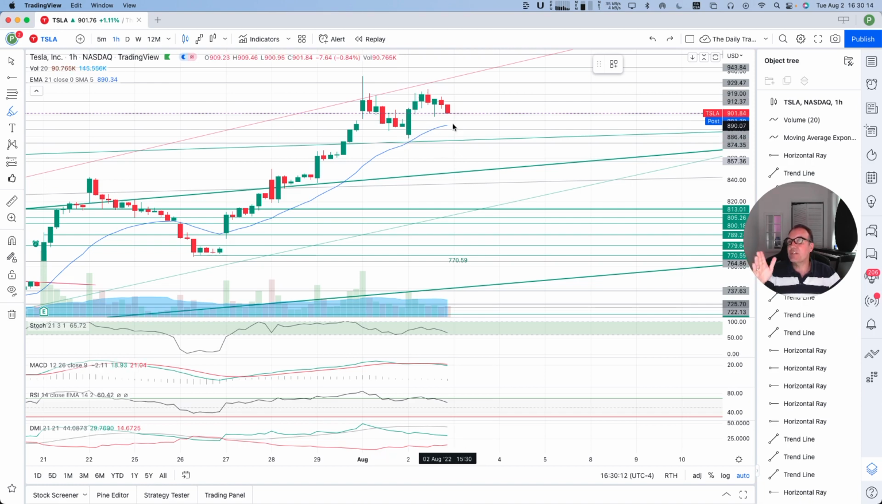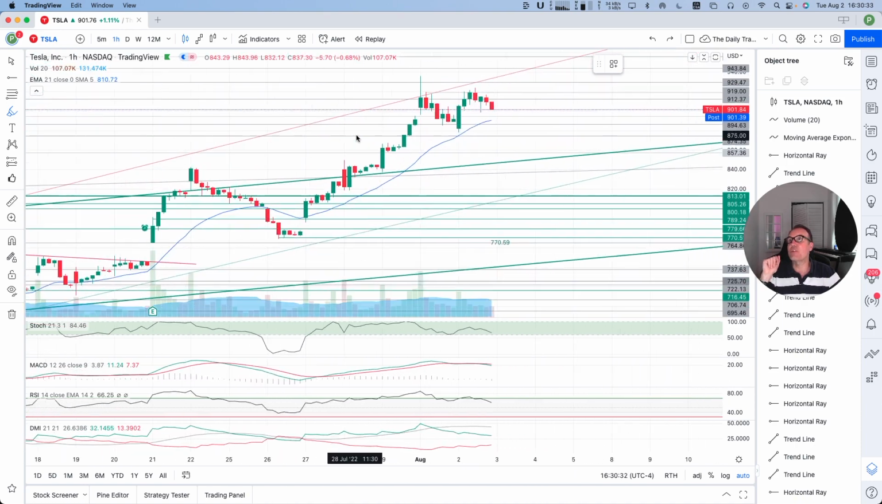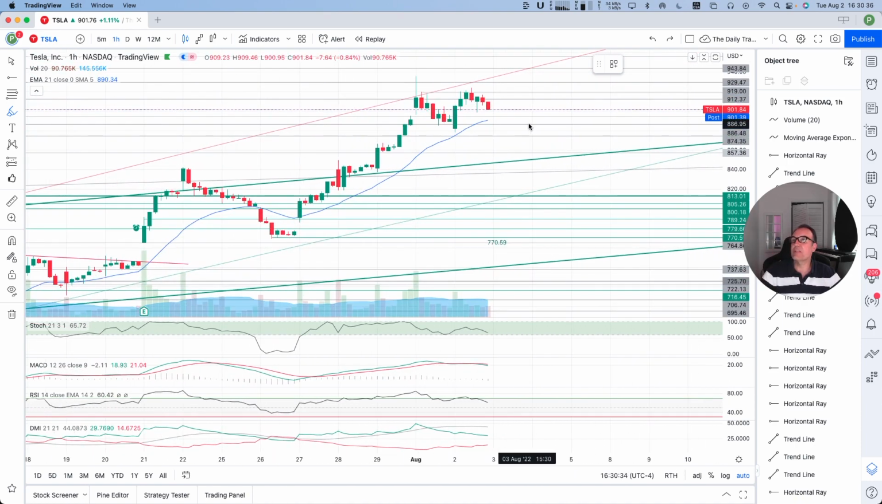It's going to be interesting to see what is going to happen in the next few days. If we can maintain ourselves above the 21-day moving average, and also if we can maintain ourselves above the support at 874.35 or also 886.48, this is going to be interesting to see what's happening. The stochastic on the 1 hour chart is still above 60.